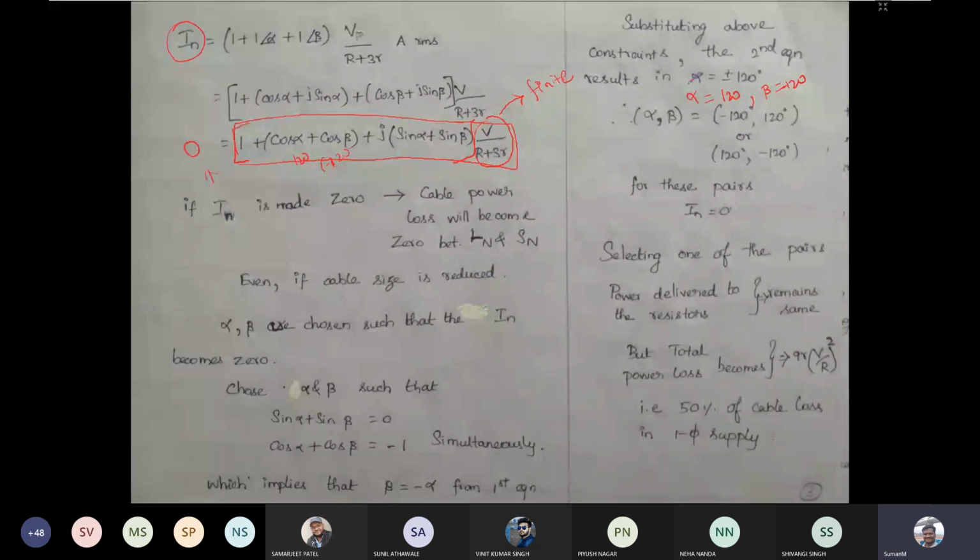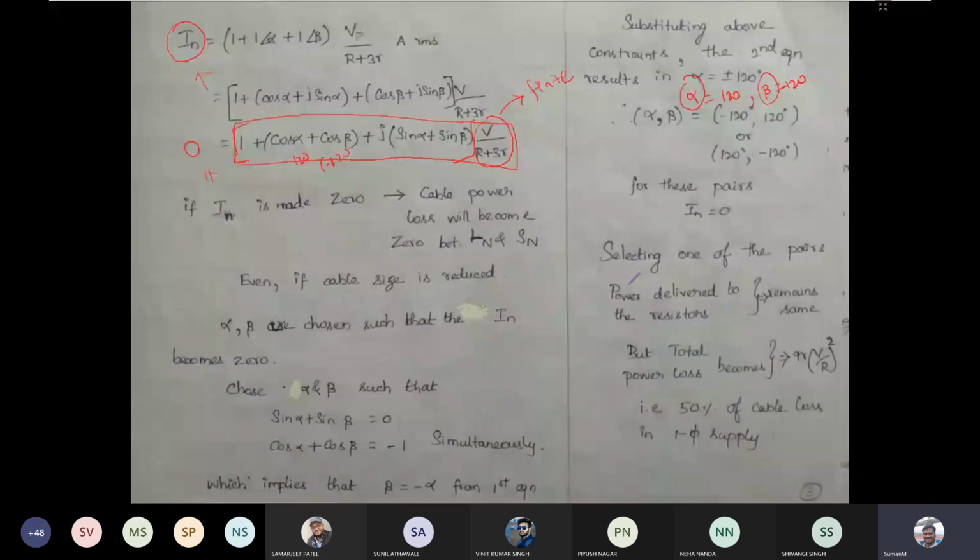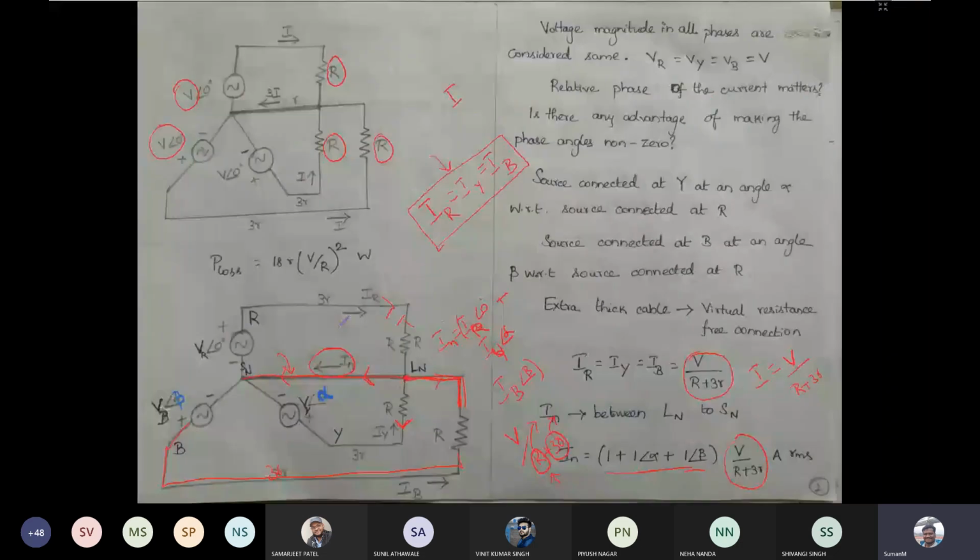it is very clearly said that IN is equal to 0, because we are choosing alpha and beta in such a way that the current flowing through the neutral path is 0. If the current flowing through the neutral path is 0, then it is not at all required for us to have the cable. So when the neutral current becomes 0, there is no current flowing through this neutral wire which connects the two neutral points of the source and the load.